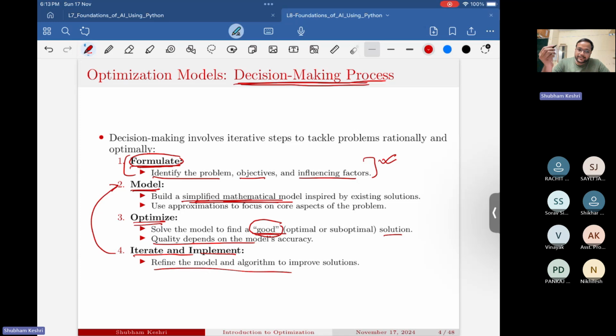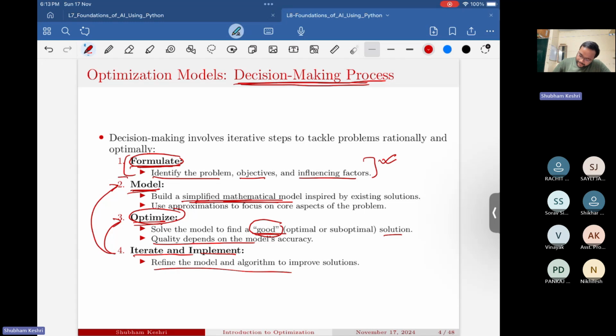There can be other ways also. So suppose the model was accurate, but you solved it using a technique which did not give you a very good solution. So you might have to go back to this step, the optimize step, and use some different approach to solve the same problem and then give him the new solution. And this iterates until the decision maker is satisfied. Okay, so this is how decision making is done.